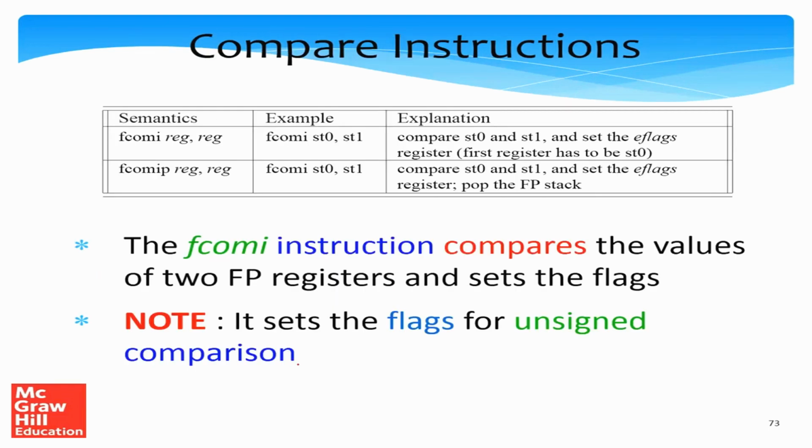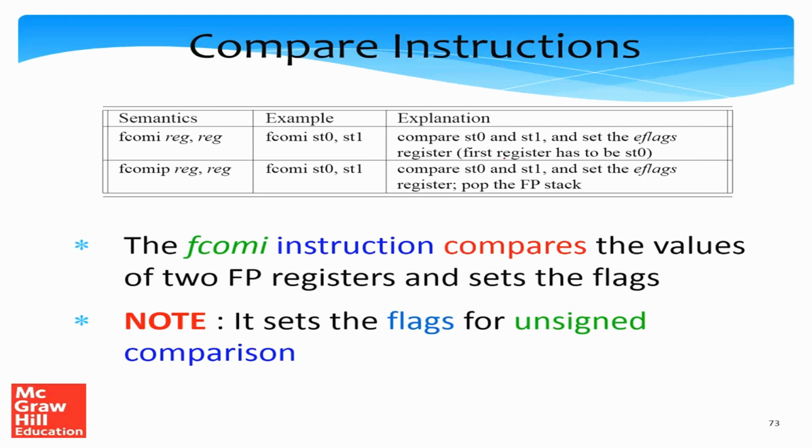Alright, so now let's take a look at comparing floating point numbers. That's important because a lot of code that has branches and so on depends on the results of comparison. So compare also has two simple variants. The first variant is FCOMI. So here we compare two registers, let's say ST0 and ST1, and we set the flags register appropriately. So here the caveat in most variants of the x86 instruction set is that the first register has to be ST0. So that is typically the caveat that is placed.